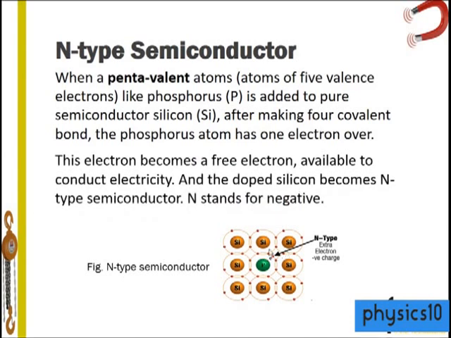So this electron here, which is introduced by the phosphorus, becomes a free electron, and it's available to conduct electricity. As a result, the doped silicon, as we call it, becomes an N-type semiconductor, and the N stands for negative.